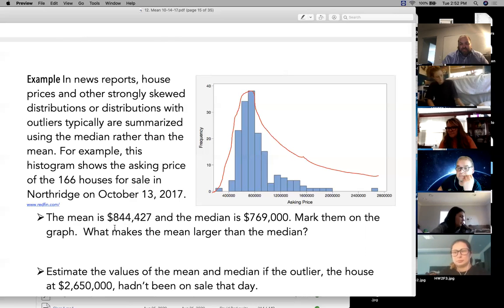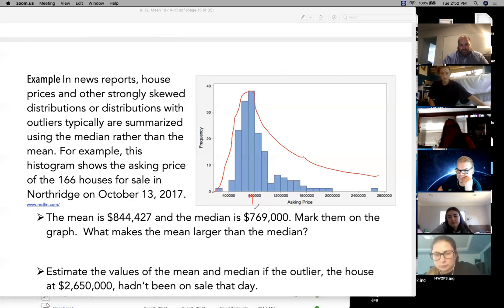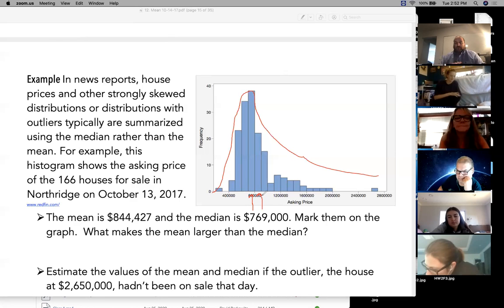The mean is 844 and the median is 769, right? The median is about here. That's where the median is. And the mean is pulled to the right. The mean is further to the right. It's a bigger number because when you're skewed to the right, the mean gets pulled more.